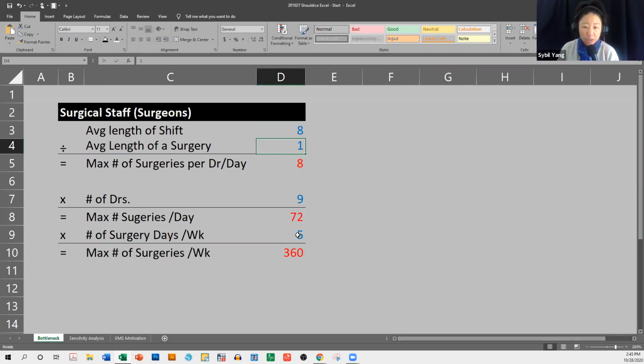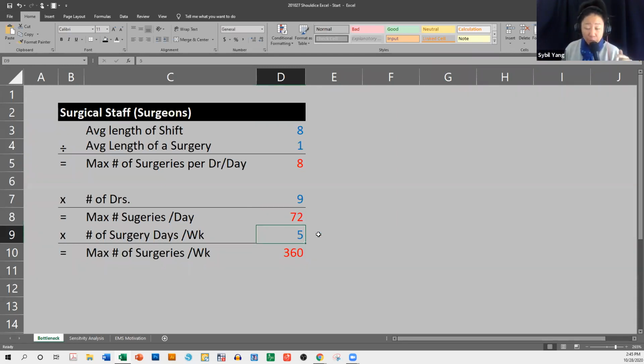None of this clinic duty stuff, right? None of this evaluation of incoming patient stuff. So for all 8 hours, all they're going to do is perform surgery. So each surgeon can do 8 surgeries max per day. If we have 9 doctors, that means a maximum of 72 surgeries per day.